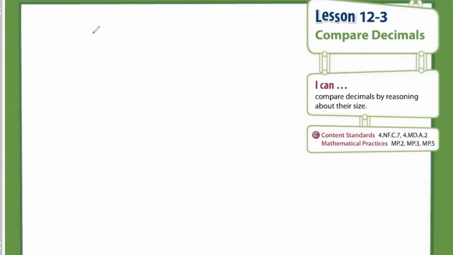Our lesson for today, lesson 12.3, compare decimals. As we said before, a decimal is another way to write fractions with denominator 10, 100, and 1000, and so on. If I have a decimal like 0.5, and another decimal, 0.4, I want to compare between the two decimals.